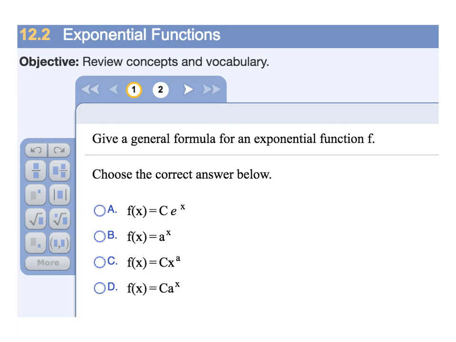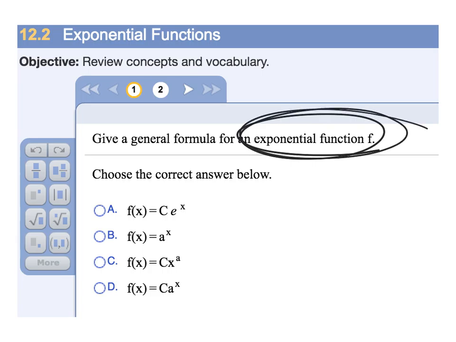So this is something you're just going to have to memorize. And actually, because the final exam has open notes, you don't have to memorize it, just write it down. You just need to know that the general formula for the exponential function f is always going to be this.